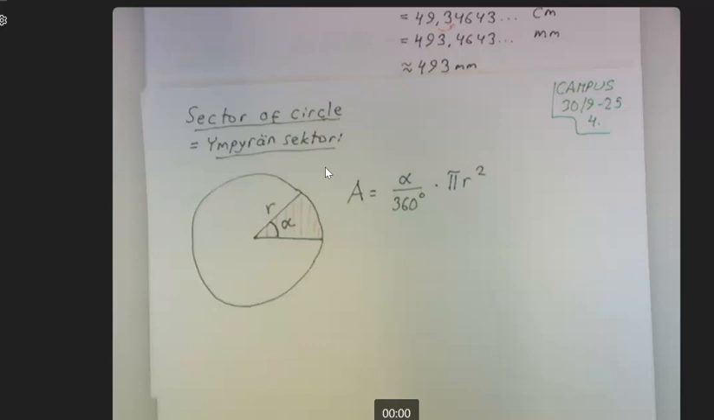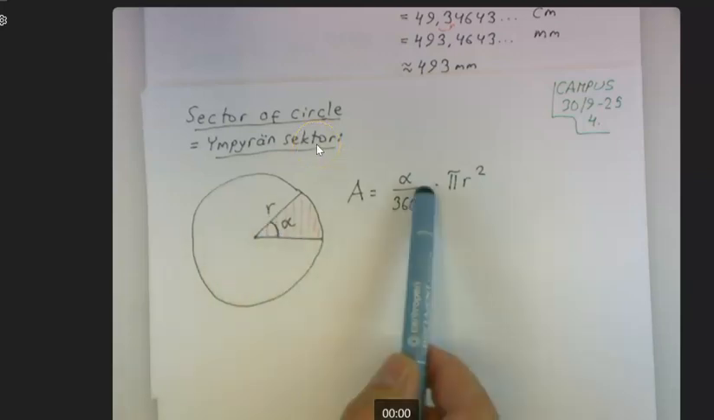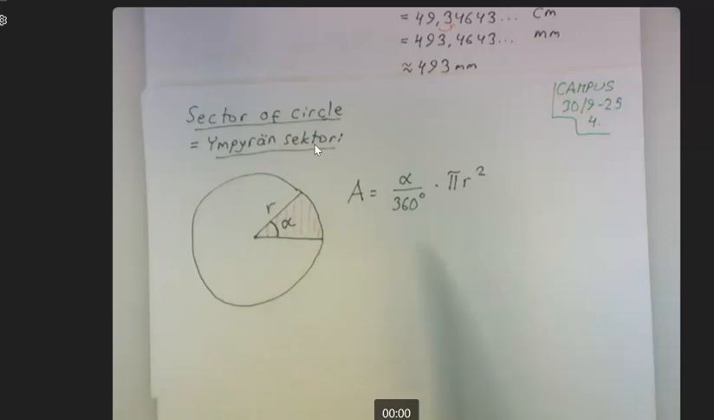The proportion of the circle. If it would be a half circle, the angle alpha would be 180 degrees. So there would be 180 divided by 360, so it gives half.